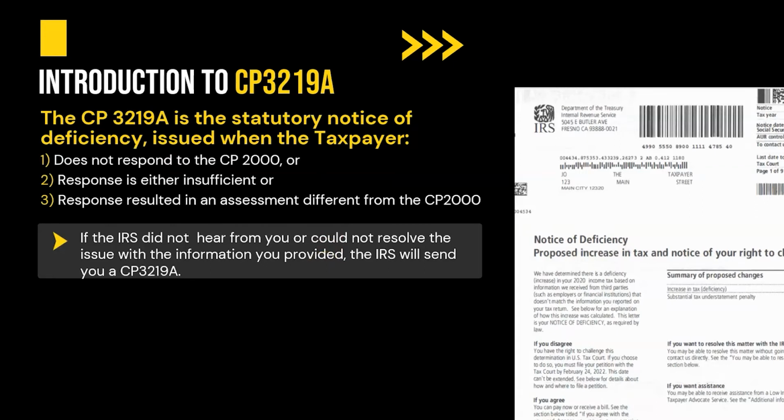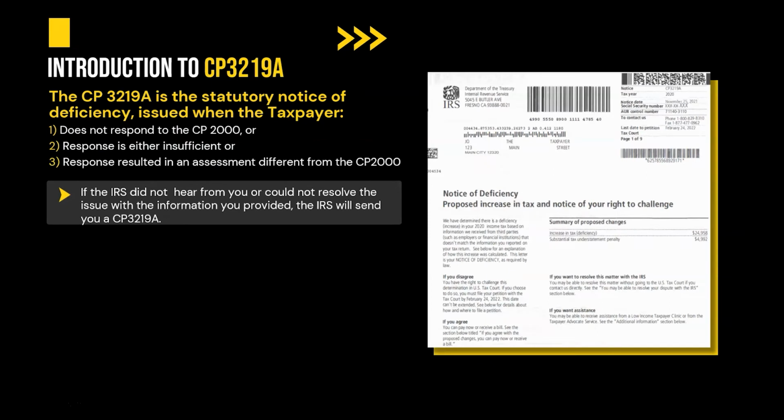It is issued when you, the taxpayer, number one, do not respond to the CP2000, or your response is either insufficient or your response resulted in an assessment which is different from the CP2000 notice that was provided to you. If the IRS did not hear from you or you could not resolve the issue with the information you provided, the IRS will send you a CP3219A. So essentially the CP3219A is the notice of deficiency.